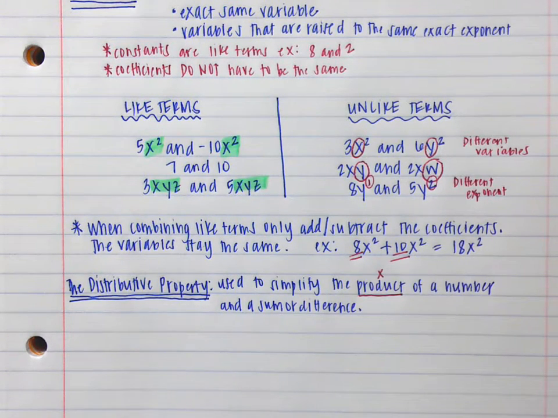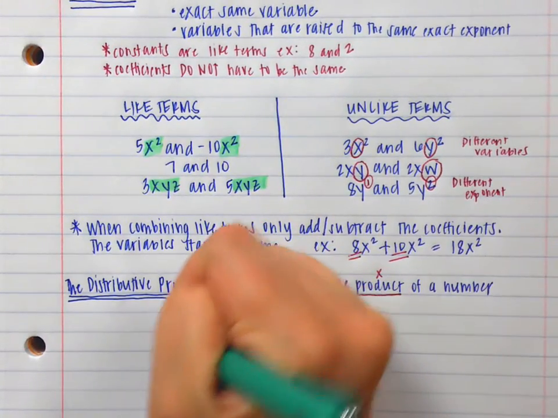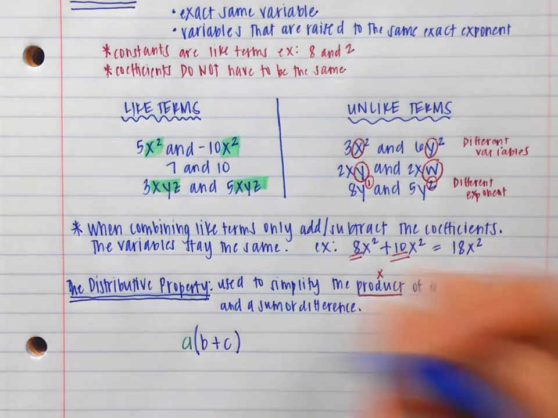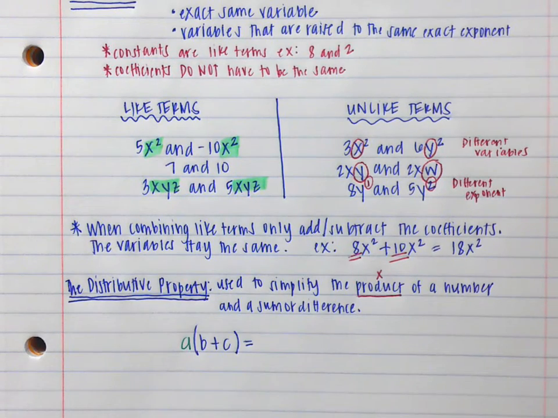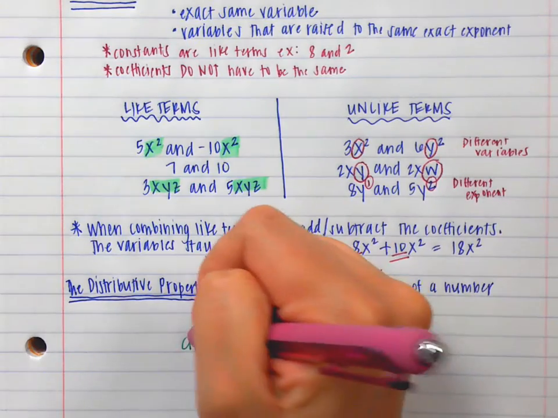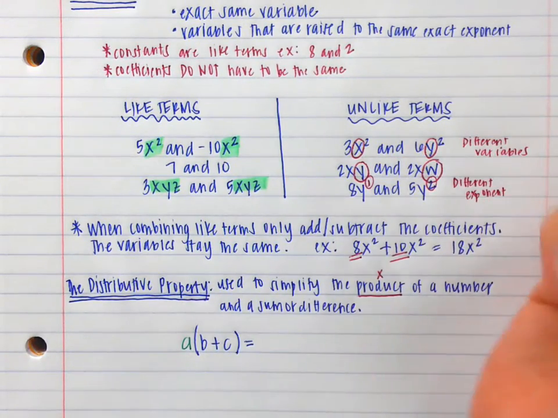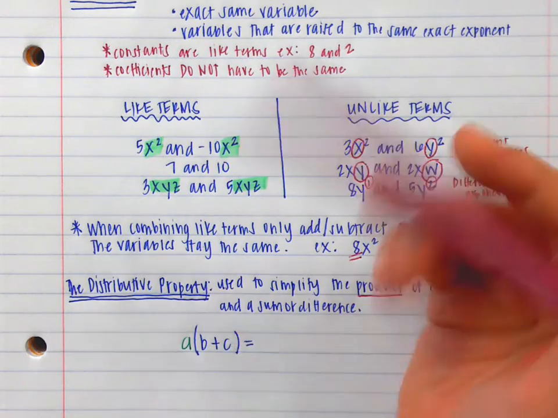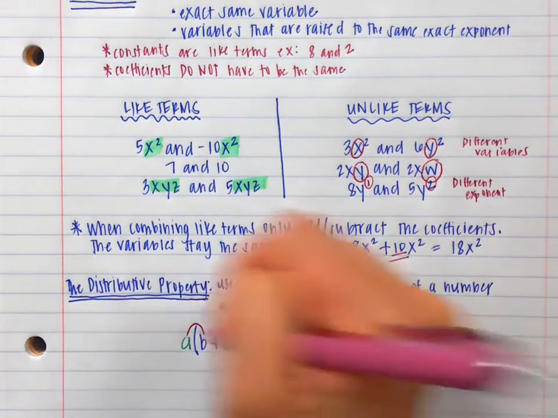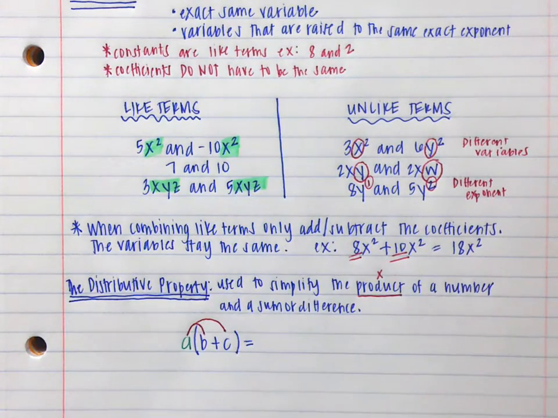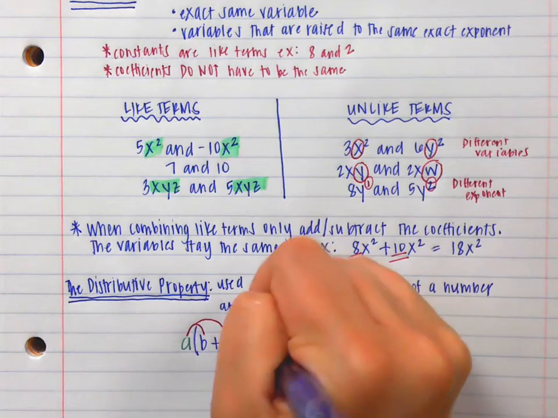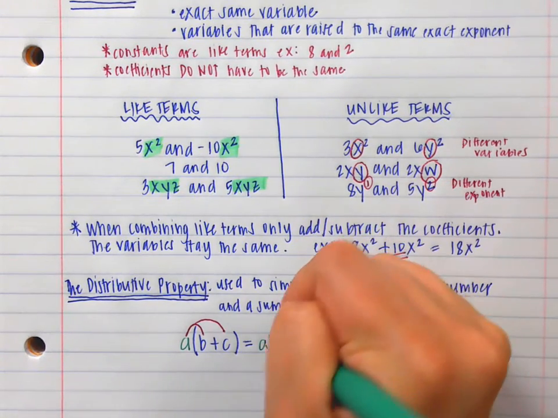So what the distributive property says is, let's say I have this example. So if I have A times B plus C, the distributive property says I take that A and I'm going to distribute it to everything that's on the inside of those parentheses. So it's used to simplify the product of a number and a sum or difference. So notice how we have a sum or difference in here. So we distribute the A to the B, and then we distribute the A to the C. So what's going to happen is that's going to be AB plus AC.